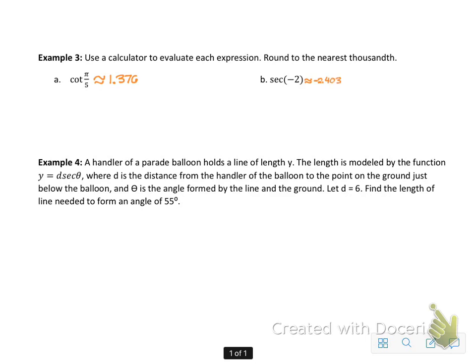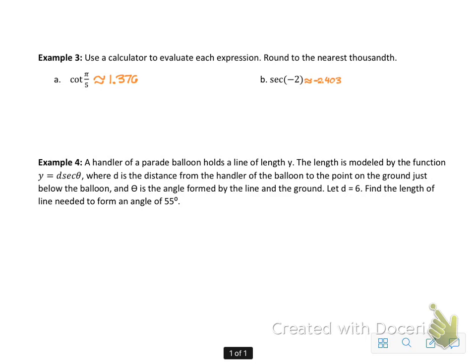Now look at this, a word problem. But if you're freaking out because it's a word problem, don't. Most of the time, as you've seen in this unit, when there's a word problem in a trig section, it's just been telling you essentially to plug things in. So let's see what happens. A handler of a parade balloon holds a line of length y. The length is modeled by the function y equals d secant theta, where d is the distance from the handler of the balloon to the point on the ground just below the balloon, and theta is the angle formed by the line and the ground. Let d equal 6. Find the length of the line needed to form an angle of 55 degrees.